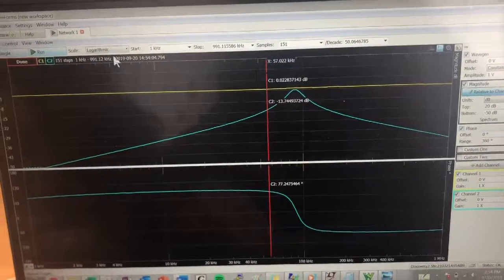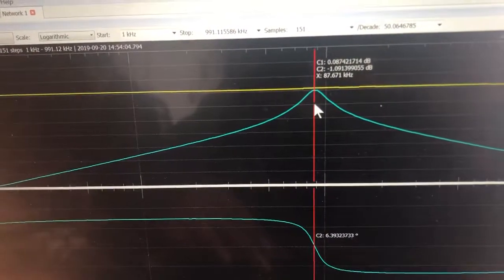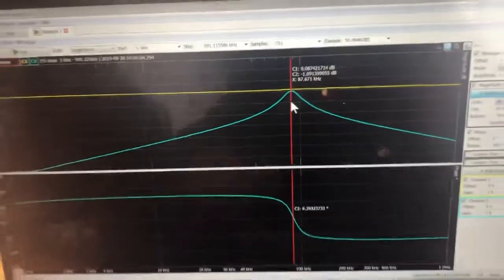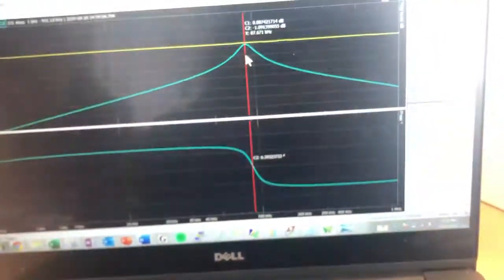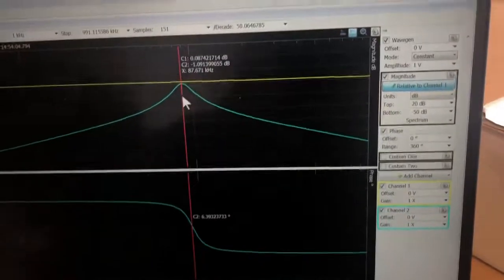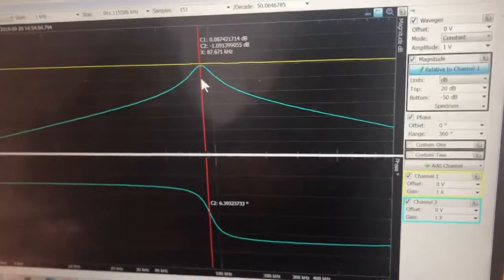And we see that at this frequency, at 87.6 kilohertz, is where the gain is at the highest, and here is also the response from our phase. And so channel 1 is represented by the yellow line, and channel 2, the output, is represented by the blue line.